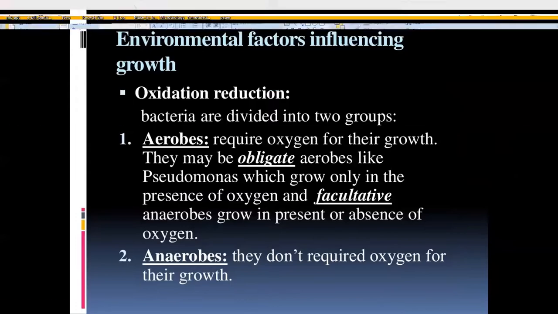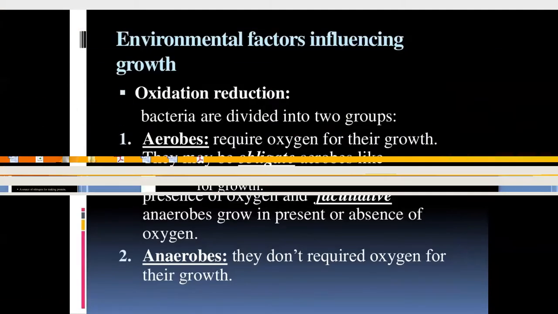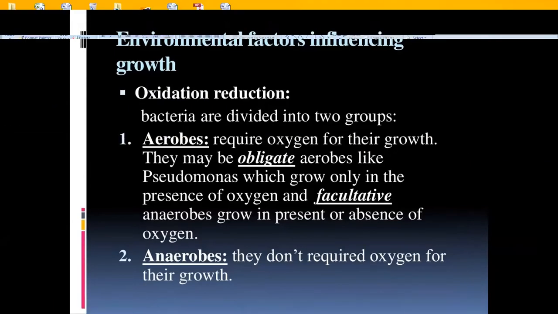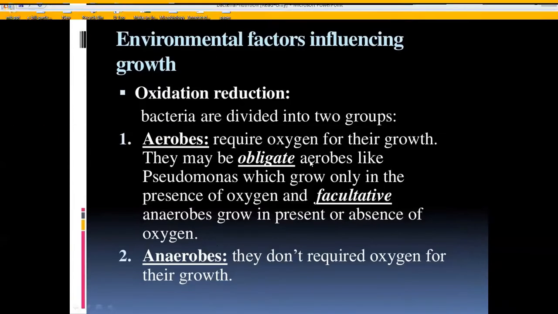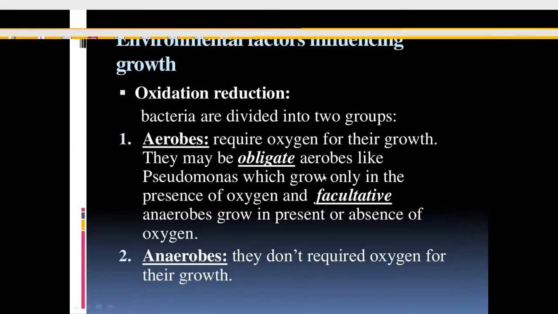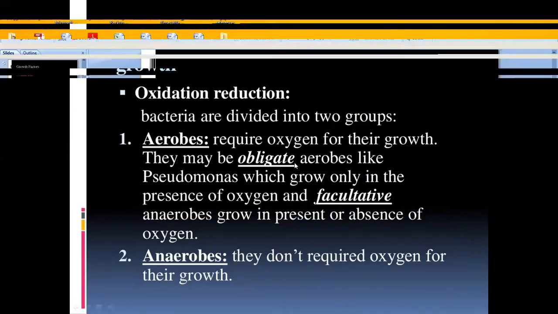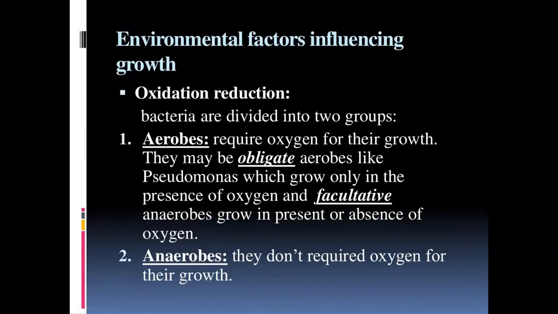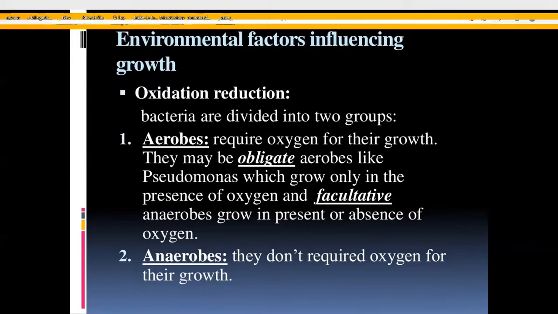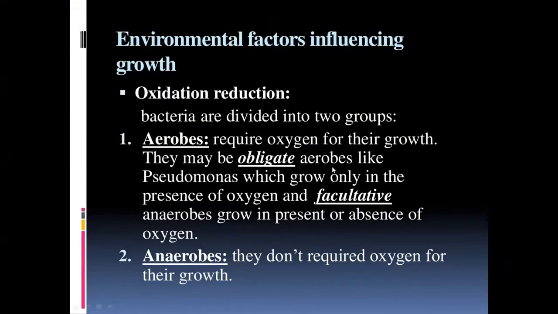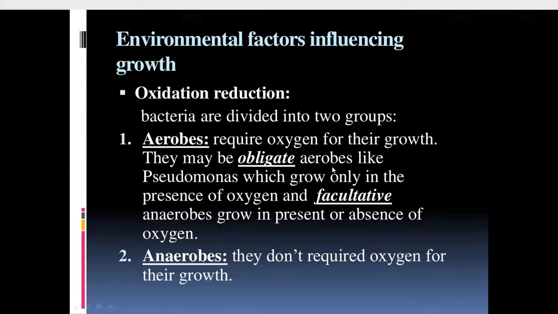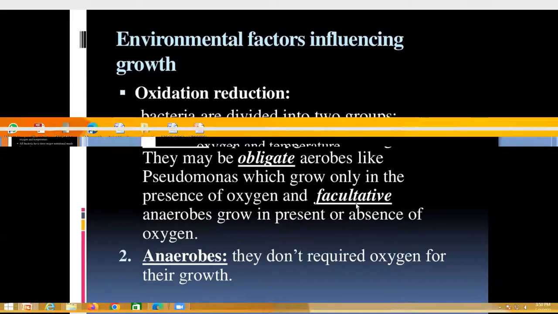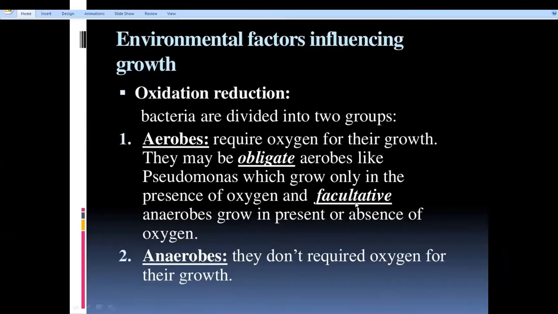If it requires oxygen, we call it an aerobe. If it doesn't like oxygen, we call it an anaerobe. In aerobes there can be two types, obligate and facultative. Remember that obligate, or obligation, means compulsion. So an obligate aerobe compulsorily requires oxygen. Facultative is the opposite of obligate. It is not compulsory.